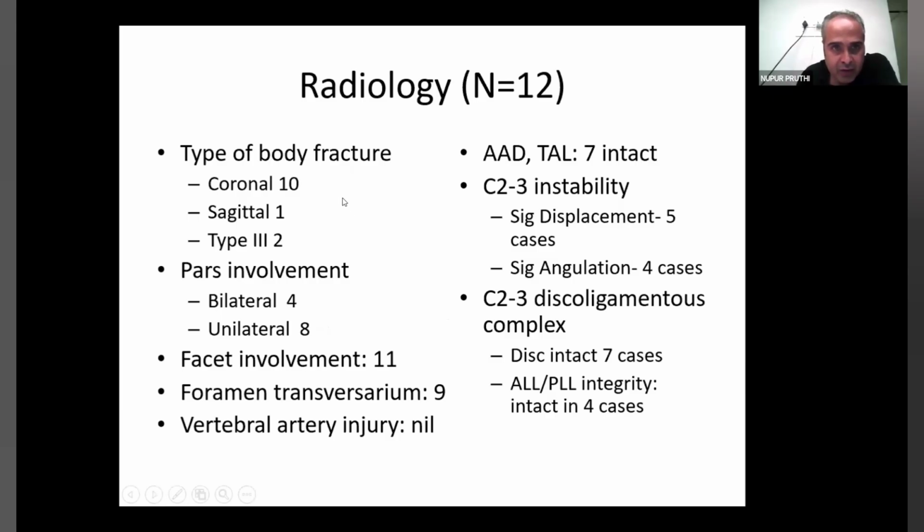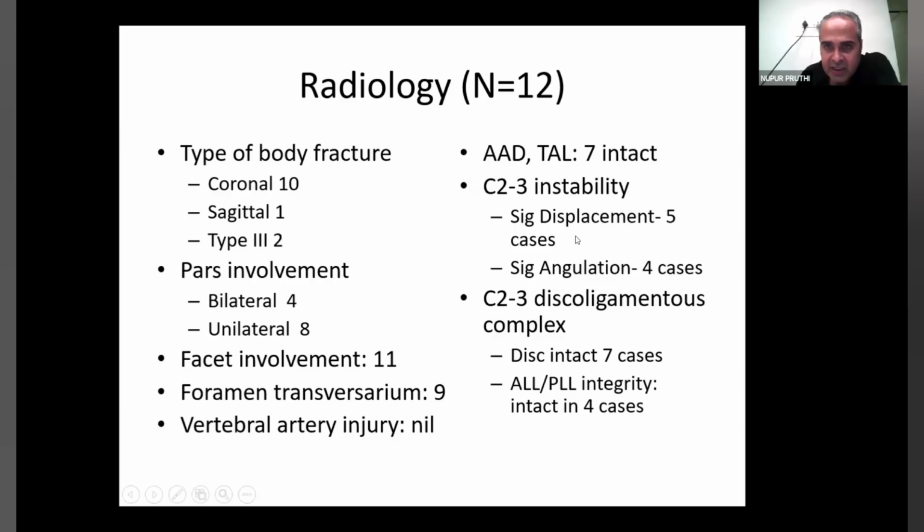If you see the fractures, the main fracture alignment was coronal, sagittal, or type 3. Pars involvement, bilateral was 4, but only unilateral and predominantly body involvement in 8 patients. Facet involvement, which is the crux of our presentation today, was seen in 11 out of 12 cases. Foramen transversarium, which usually we dread, was seen in 9, but vertebral artery injury was luckily not seen in any of the patients. AD and transverse ligament injury in 7 patients was intact.